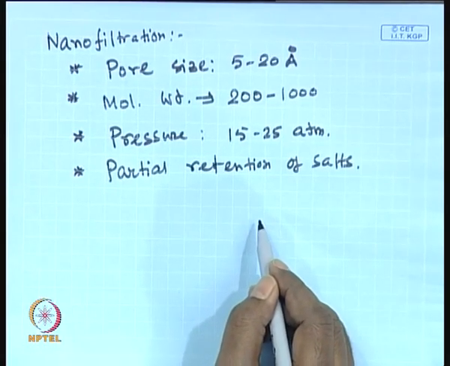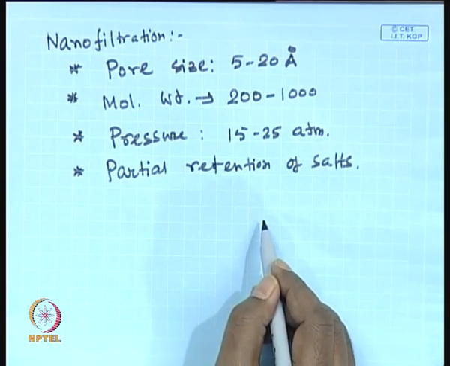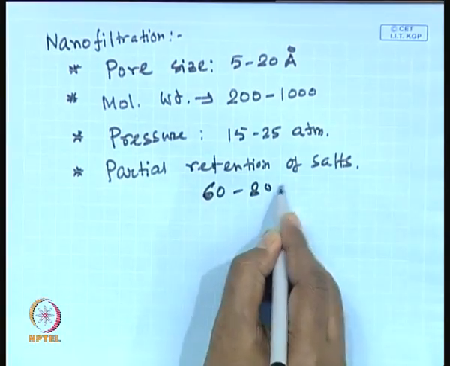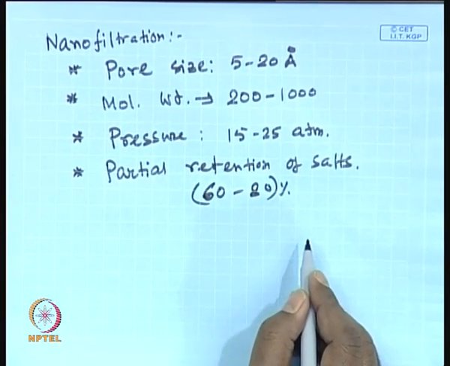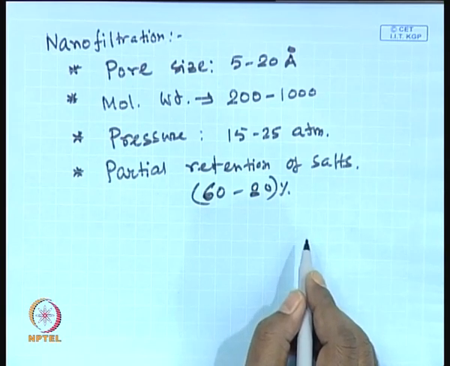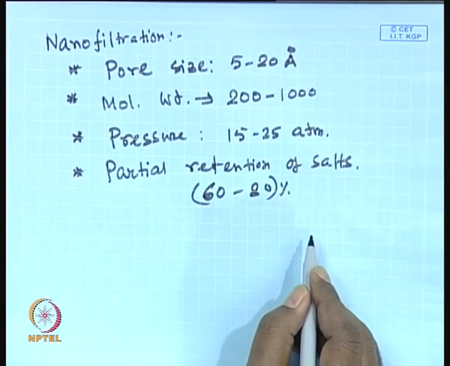On the other hand, in case of nanofiltration membrane, the monovalent salt, for example sodium chloride, should be separated to the tune of 65 to 80%. So it is called partial separation or partial retention of the salts. So the difference between nanofiltration and reverse osmosis is very thin, and it is very flimsy. The only difference is that monovalent salts are partially rejected by the nanofiltration membranes to the tune of 60 to 80%. On the other hand, in case of reverse osmosis, the monovalent salts are highly rejected by the membrane to the tune of 95 to 98%. So this is the main difference between nanofiltration and reverse osmosis.